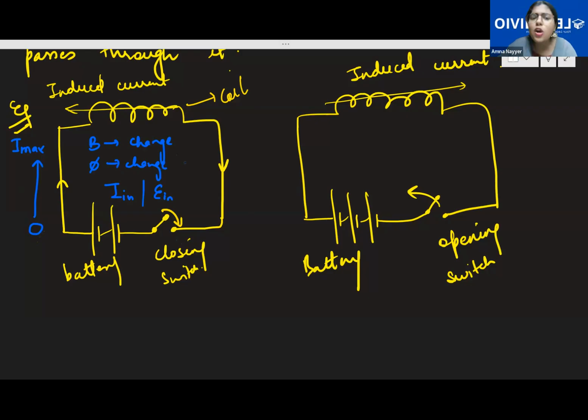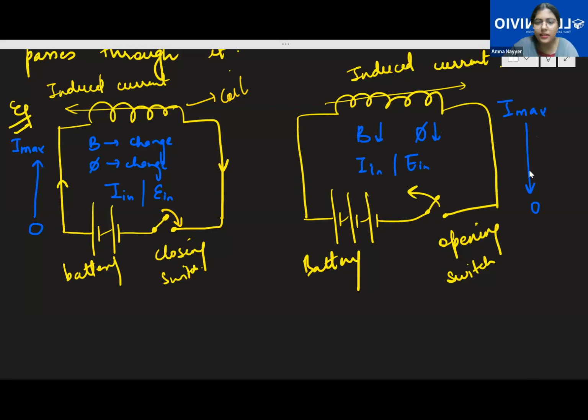Or if I reverse it, class, let's say the switch was closed and the current was flowing at its maximum value, but then you open this switch. Gradually, the current decreases and becomes zero. Again, the magnetic field decreases, the flux decreases. So this is a change. What will it cause? Induced current and induced EMF.